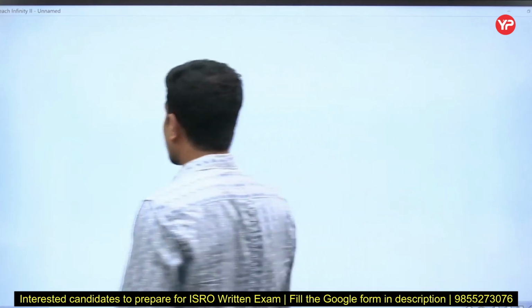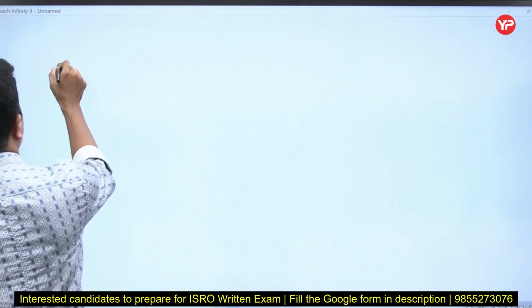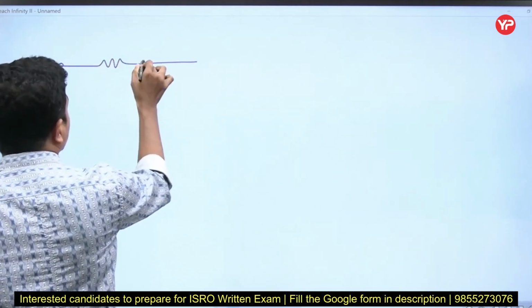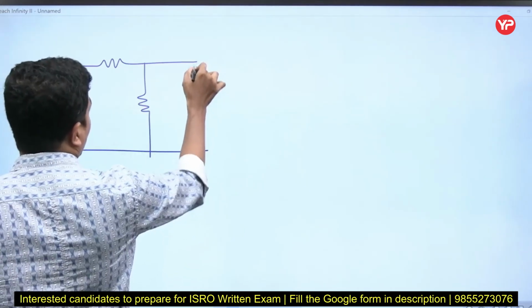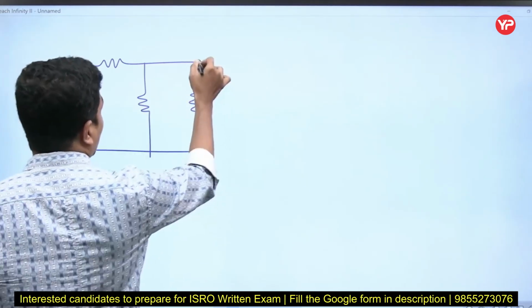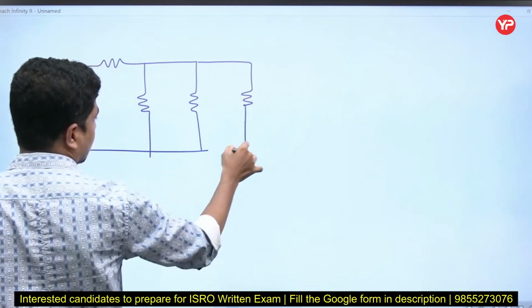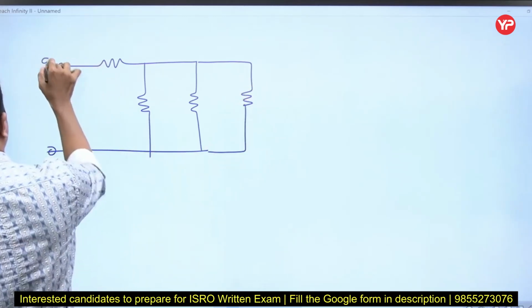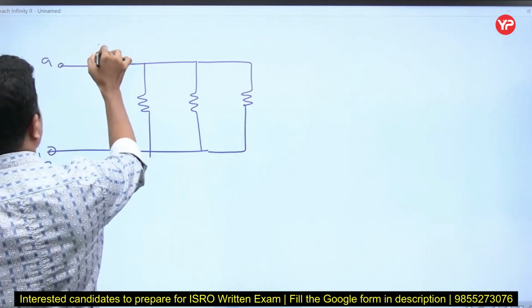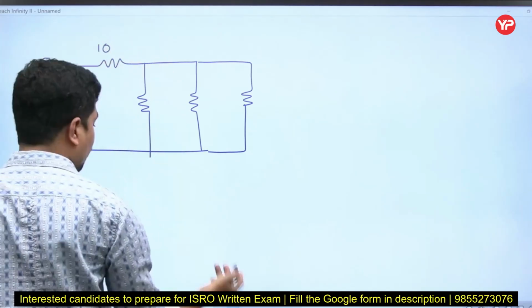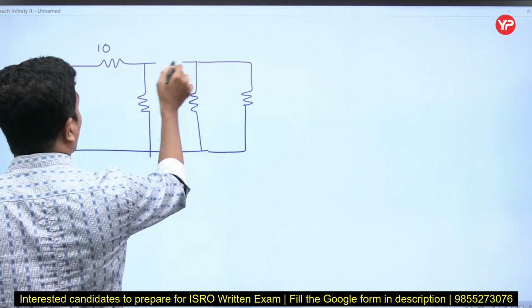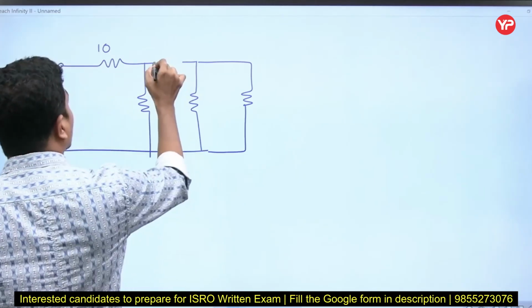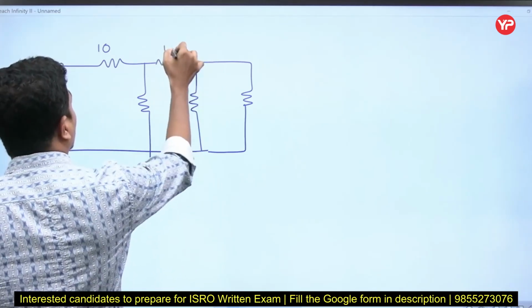Come here all of you. This is A. 6 in parallel with 3 will become 1 resistance only, and after that 4 in parallel with 12. After that you have 6, that's all. This is A, this is B, this is 10 ohm. Sorry, here I forgot 1 ohm. Let me put 1 ohm here. Yes, there is 1 ohm here.